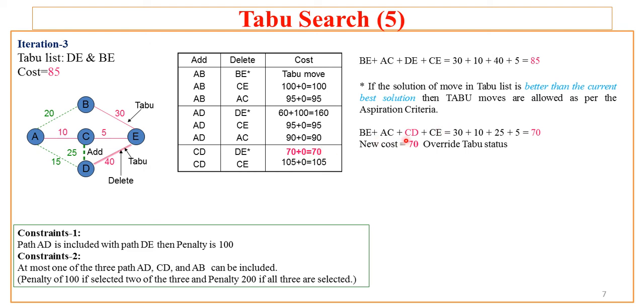So now this new solution is really better than the current one. Now what was our current best solution? It was a cost of 75. Fine. Now what is the new solution? It is 70, which is better than the best solution we got. That's why our best solution so far will be BE, AC, CD and CE. So the algorithm will terminate. Why? Because any further iterations will be just a wastage.